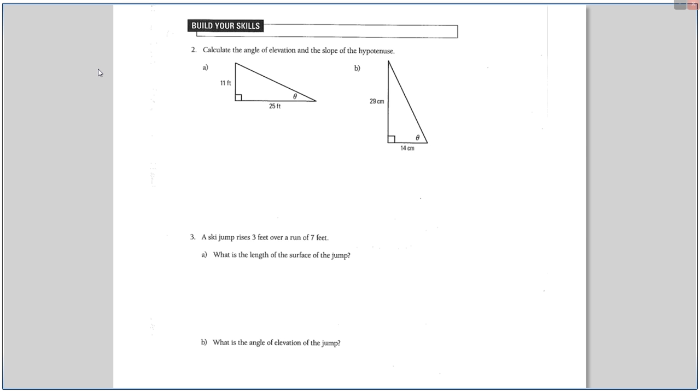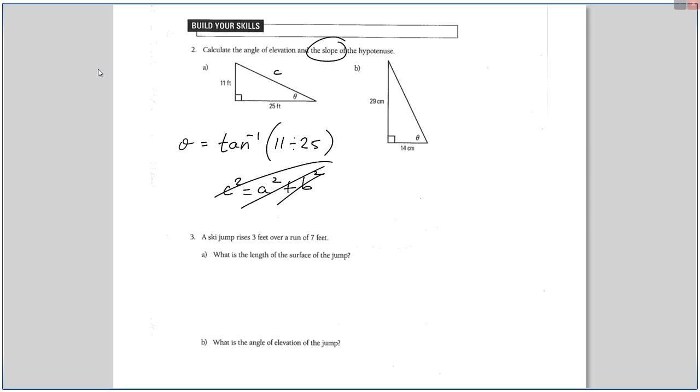I feel like this is just a repeat of what we've already been doing. Theta equals second function tan, bracket, 11 divided by 25. I'll put a C here for hypotenuse. Oh, it doesn't want the length. See, this is where you've got to read really carefully. What does it say? Calculate the slope of the hypotenuse, not the length. So you don't want to use c squared equals a squared plus b squared, because it says slope, not length.